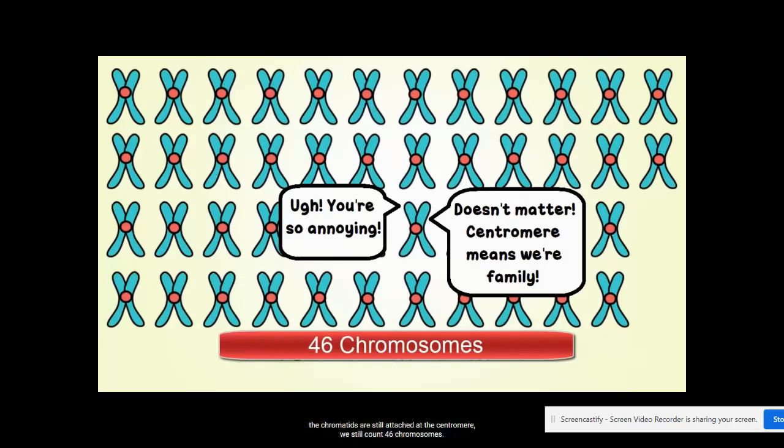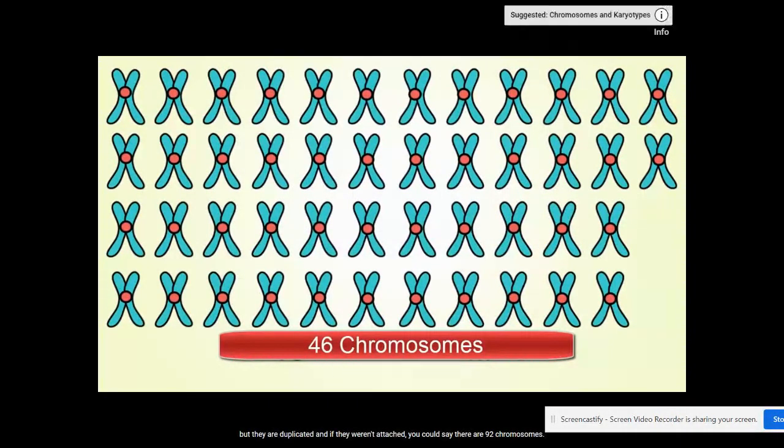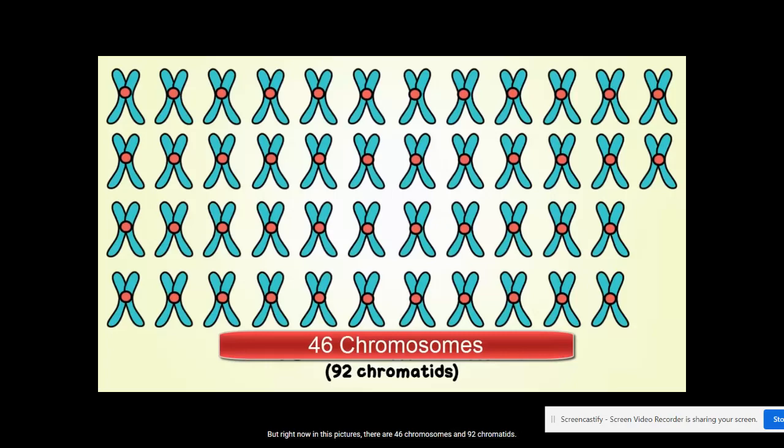See, as long as those chromatids are still attached to the centromere, we still count 46 chromosomes, but they're duplicated. And if they weren't attached like this, technically you could say there were 92 chromosomes. But right now in this picture, there are 46 chromosomes and 92 chromatids.